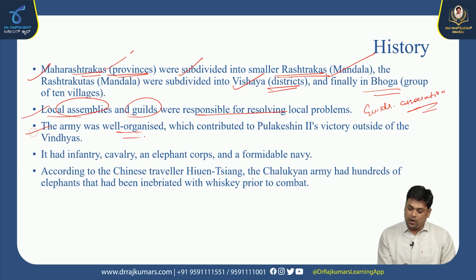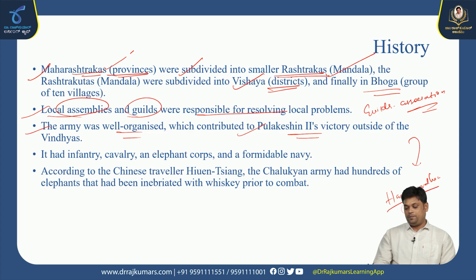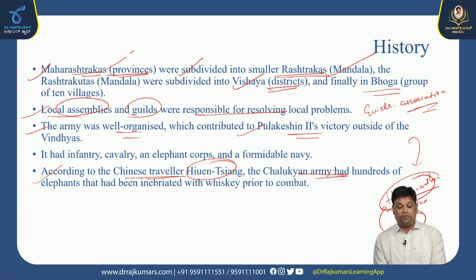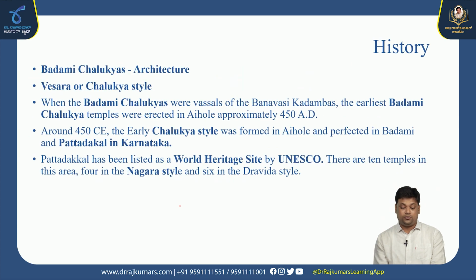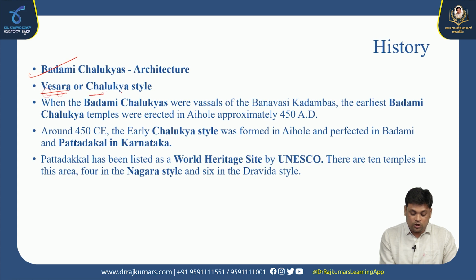The army was well organized because of Pulakeshin II's victories outside of the Vindhyas, because Harshavardhana was the popular ruler of the north. He wanted to conquer the southern part of India. Pulakeshin II was the one who stopped him, not letting him into the Deccan Plateau. According to the Chinese traveler Huanzhang, the Chalukyan army had hundreds of elephants and had been inebriated with whiskey prior to combat. Okay, and architecture, Badami cave, Vesara and Chalukya style of temples came into existence.